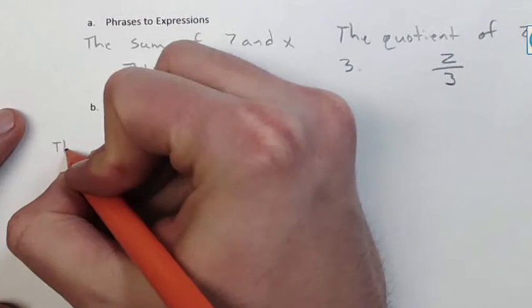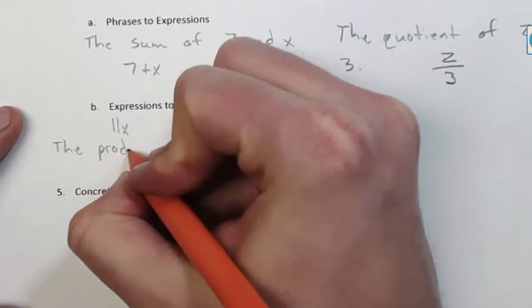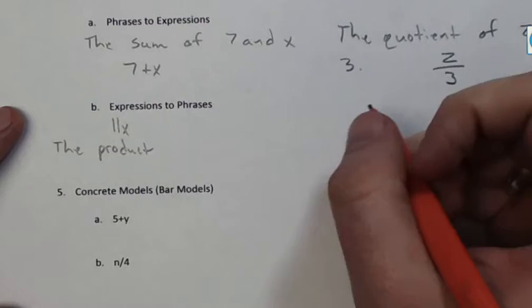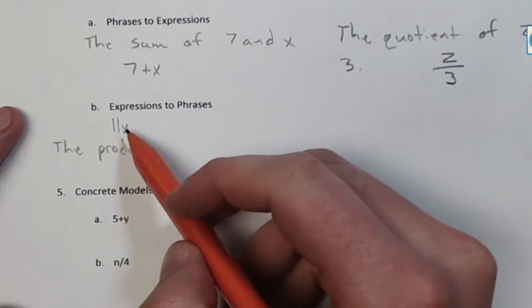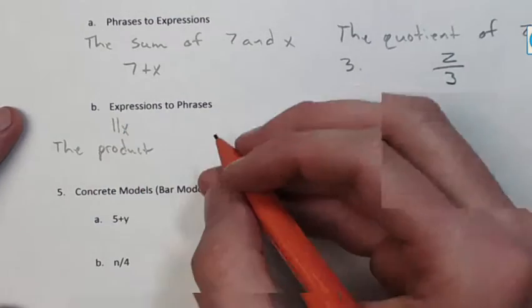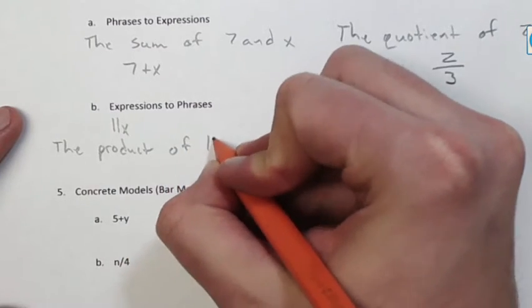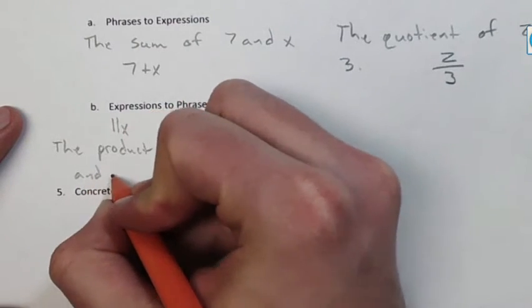The product, which again, the product is the answer to a multiplication question. When we don't have an operation, that means that it's going to be multiplied. So it's the product of 11 and x.